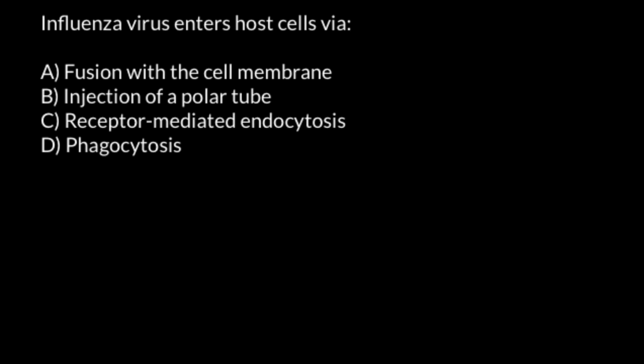Hello and welcome to Nikolai's genetics lessons, and today's question is: influenza virus enters host cells where, and you have to choose the correct answer. And the interesting thing is that multiple correct answers are possible here, but only one would be the best answer. So I want to start with answer B, injection of the polar tube.